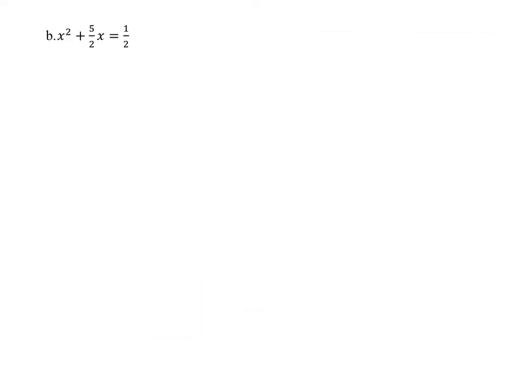Let's do the next one. We have a whole thing here. Okay, I'm very happy because we're going to use everything. So first we're going to set it to 0, so we get x squared plus 5 halves x, take away 1 half, and that's equal to 0. We're clearing those fractions. How are we going to do that? We're going to multiply everything through by 2. So we'll get 2x squared plus 5x, take away 1, and 0 times 2 is 0. The 2's cancel where the fractions were.